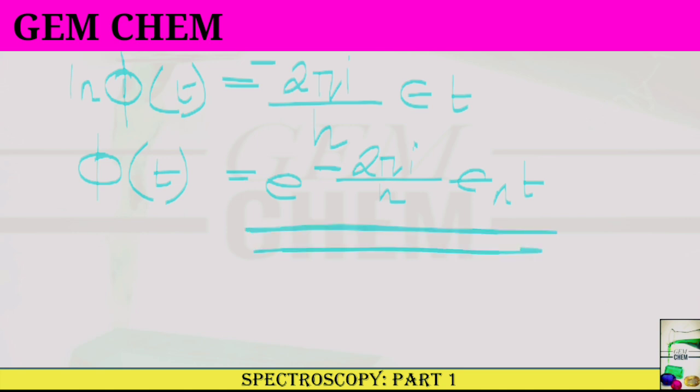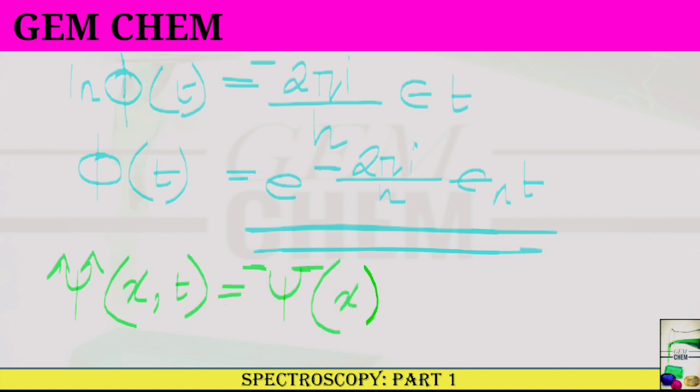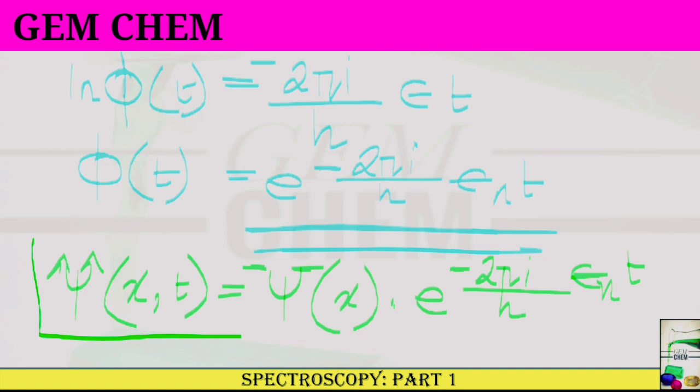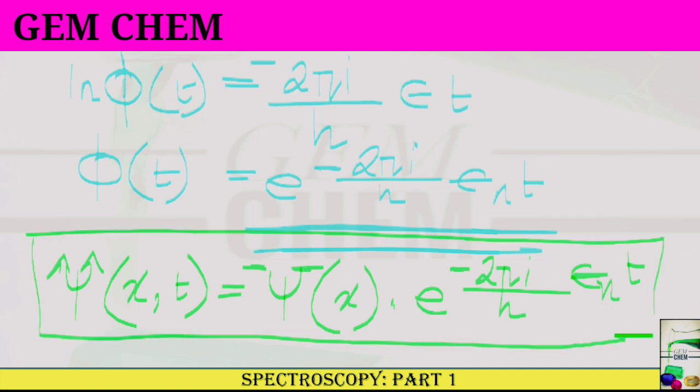So the general representation of the wave function can be like this: xi(x, t) equals Xi(x) e to the power minus 2 pi i by h epsilon n t. So for the time dependent Schrodinger equation, this is my total wave function.